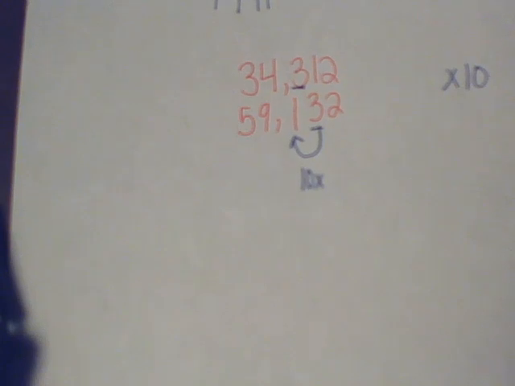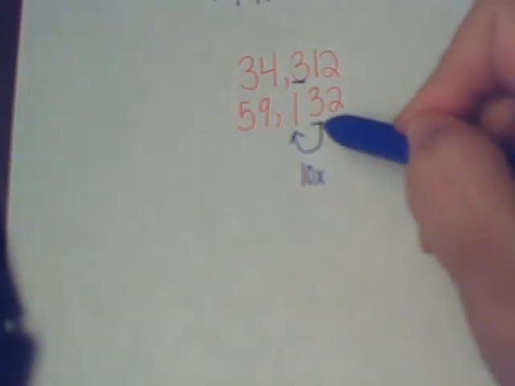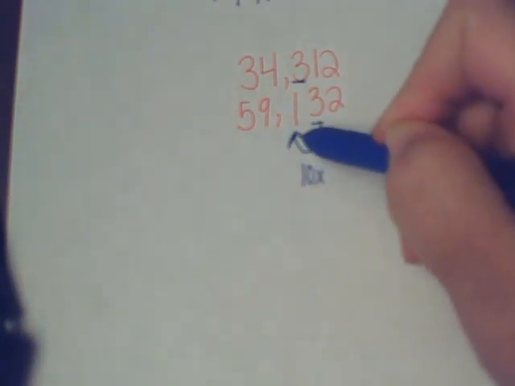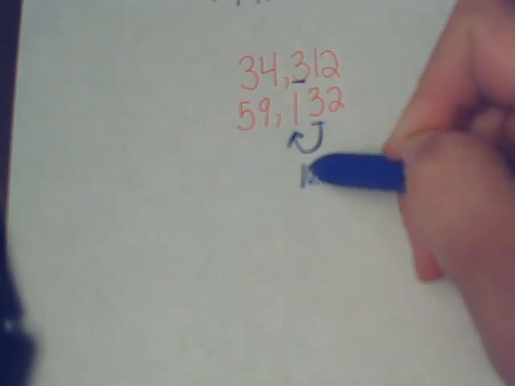So I'd be saying that this 3 right here in 34,312 is 10 times greater than the 3 in 59,132. Because I had to jump one place, each jump is times 10. Okay? Let's look at a different number.